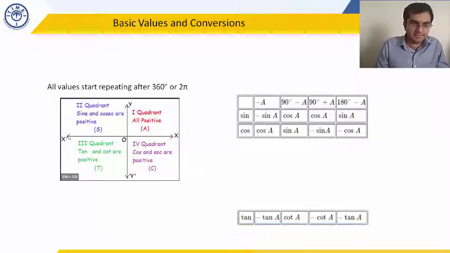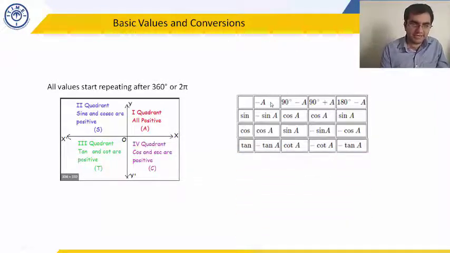Okay, let's look at tan. So minus A is in quadrant 4 where tan is negative, so you get minus tan A. 180 minus A is quadrant 2 where tan is negative, so you get minus tan A. 90 minus A is quadrant 1 where tan is positive, but there's a transformation, so you get plus cot A. 90 plus A is quadrant 2 where tan is negative, so you get minus cot A.